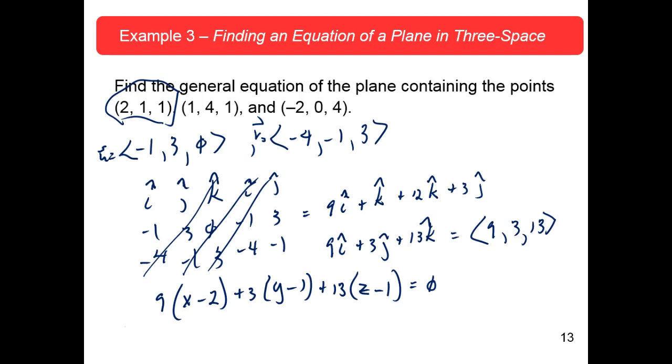because this is your normal vector. This is any old vector in the plane in generic form with x, y, and z in it. They've got to be perpendicular to each other, so the dot product's got to be 0.